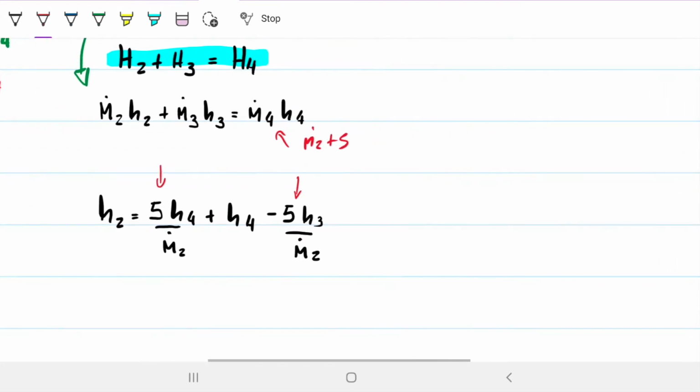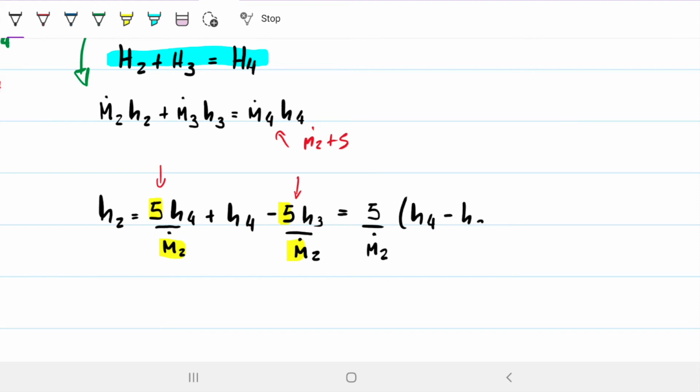Cool. So what do we have? I have 5 and mass flow rate 2 multiplying on both terms here, so I can rewrite this once again, probably in a better way, which is 5 divided by mass flow rate 2 equals enthalpy 4 minus enthalpy 3 plus enthalpy 4. Okay, so this gives me a second equation with the same two unknowns as we had before, right? So note that we have the same two unknowns as before.